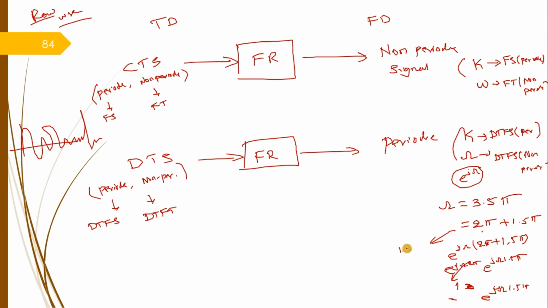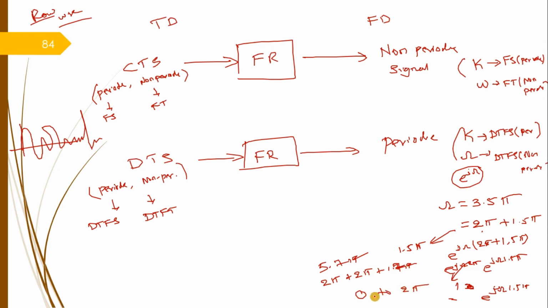It's as good as writing 3.5 means it is as good as writing 1.5. Similarly, you give me any signal. You might take 5.7 pi. I can as well write it as 2 pi plus 1.7 pi. I can show that e raised to j2 pi into e raised to j2 pi is 1, and whatever is left is 1.7 pi. You take any number, it always falls in the range of 0 to 2 pi.